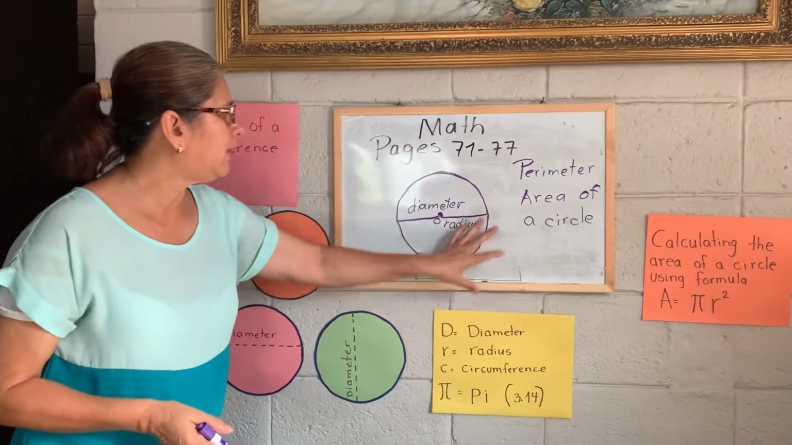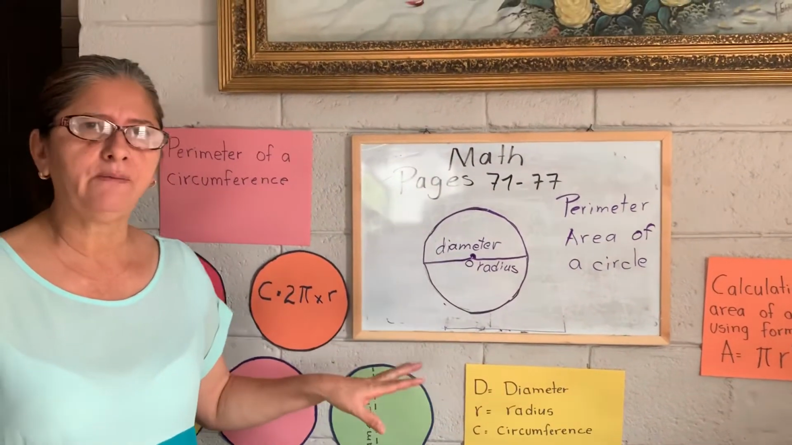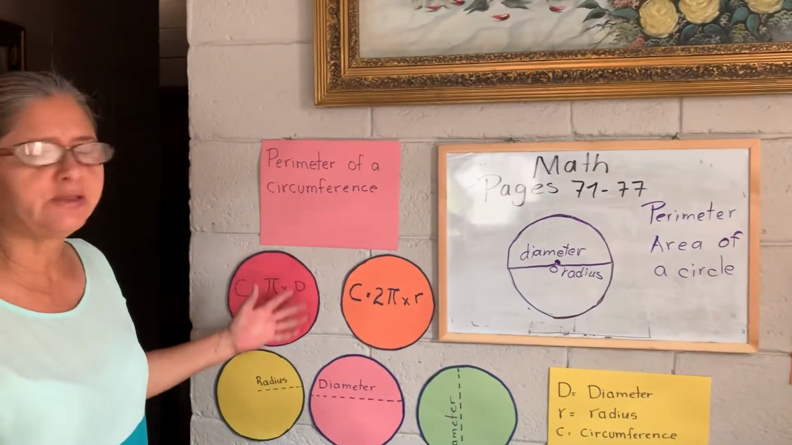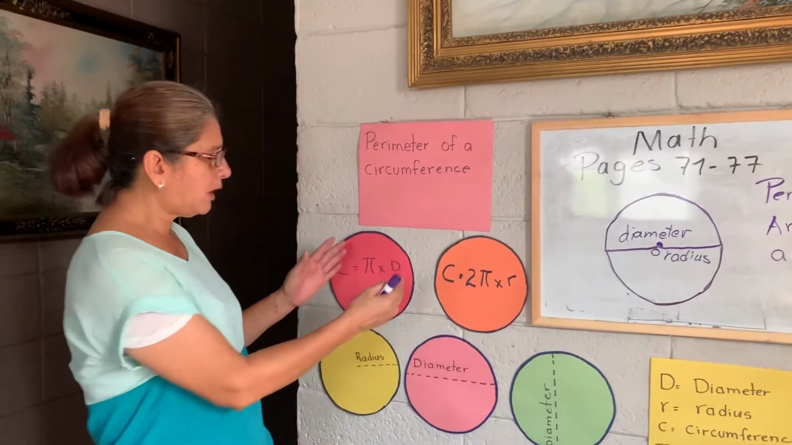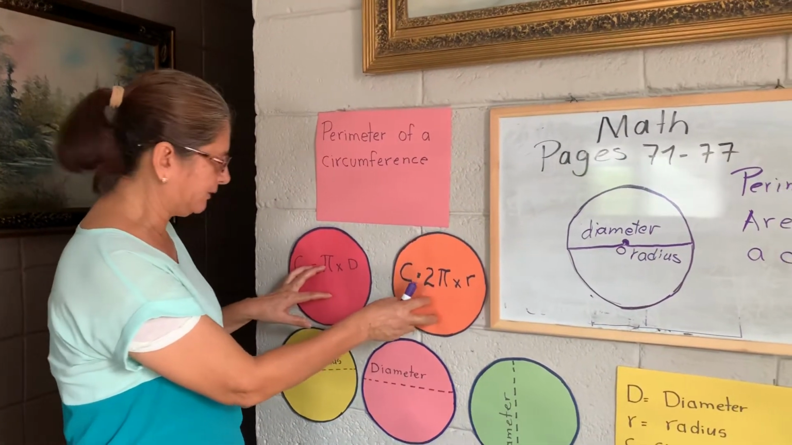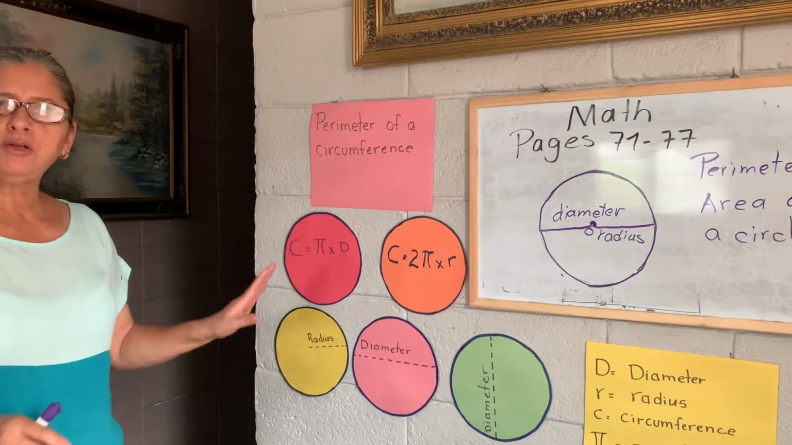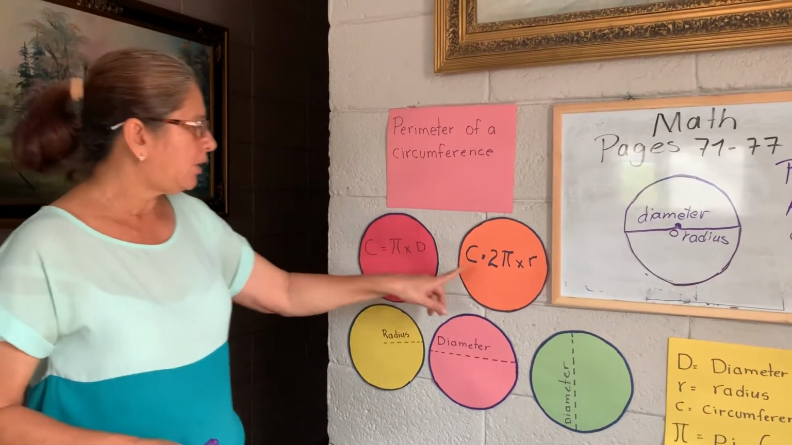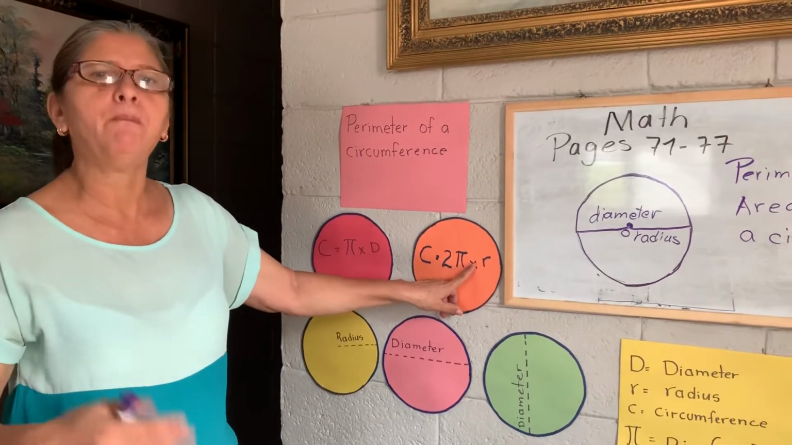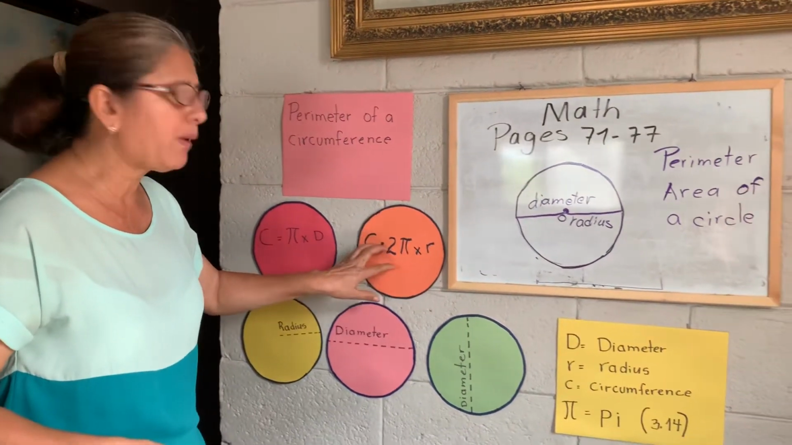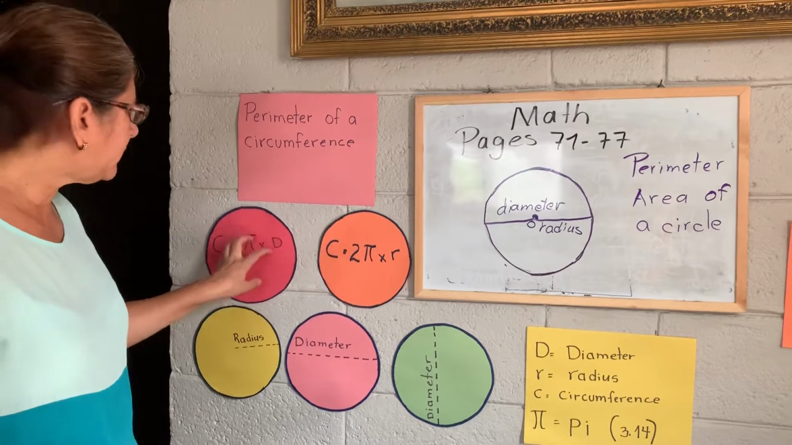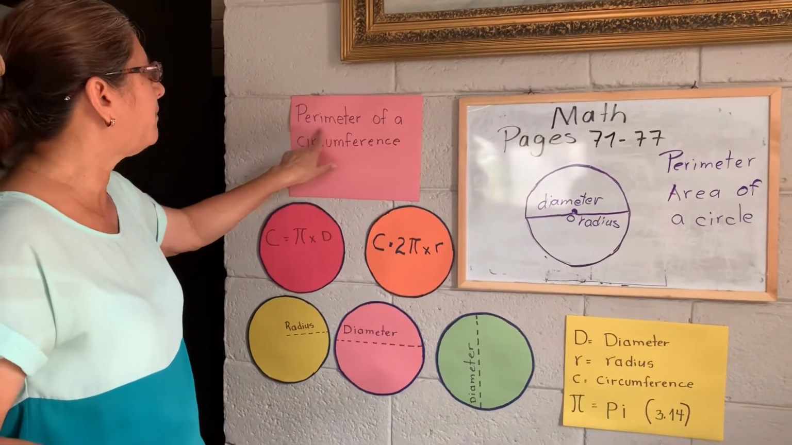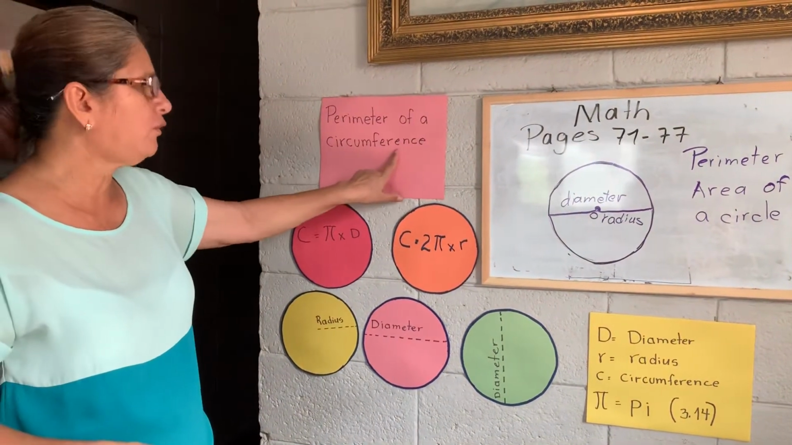Okay, and when you want to calculate the perimeter of the circumference, remember that you have to apply these two formulas. If you already know the diameter, you apply this formula. If you know the value of the radius, apply this formula. These two formulas are to find the perimeter of a circumference.